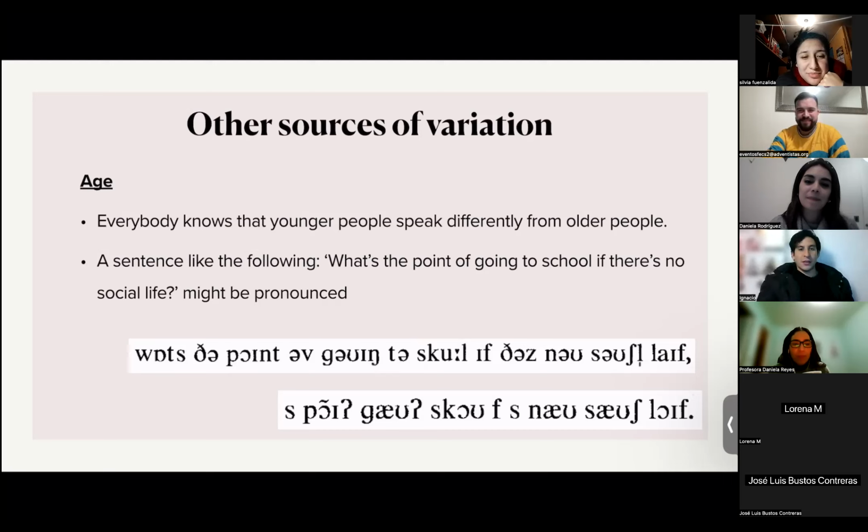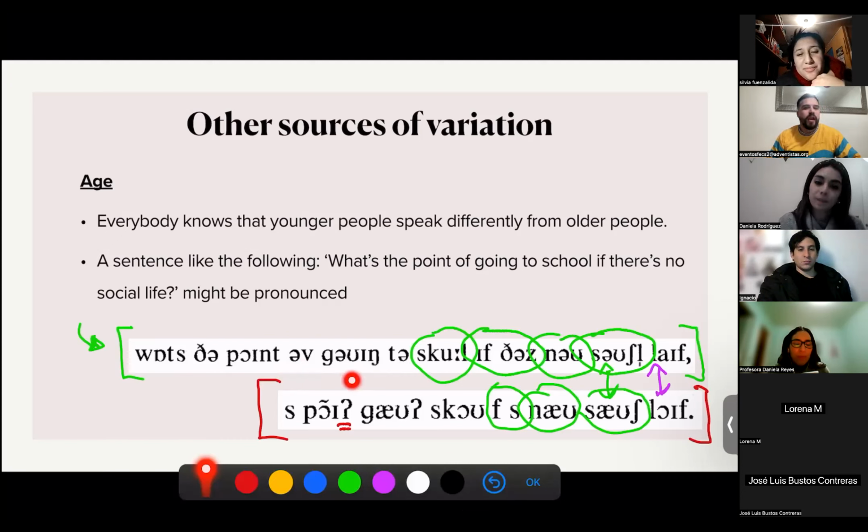What's the point of going to school if there's no social life? Remember the schwa: what's the point of going to school if there's no social life? What's the point of going to school if there's no social life? Now remember the sound of that one is going, going to school if there's no social life.